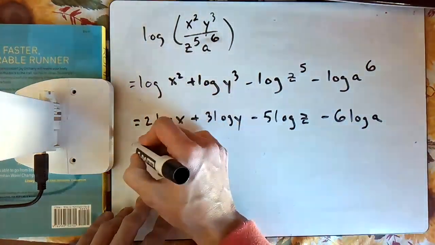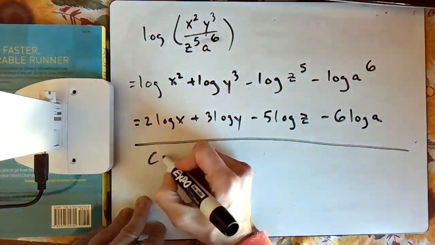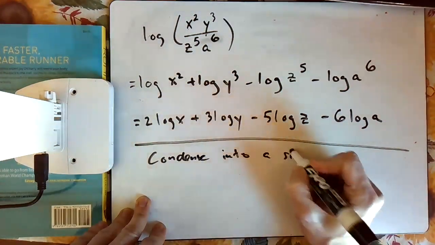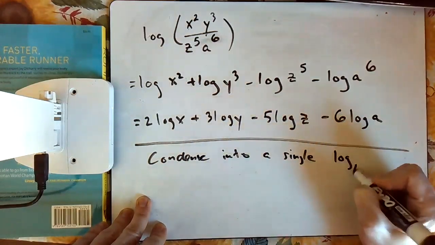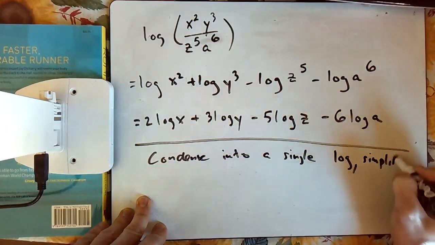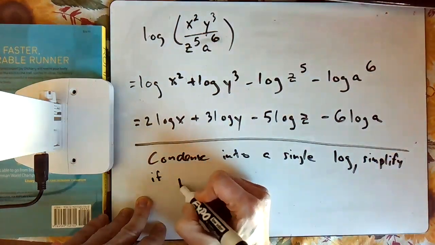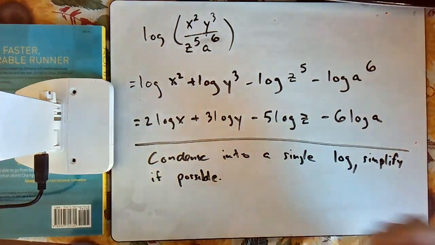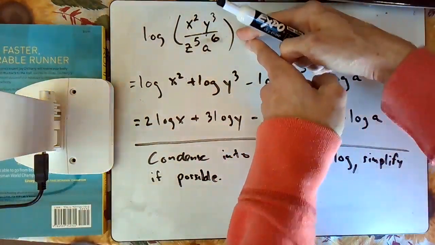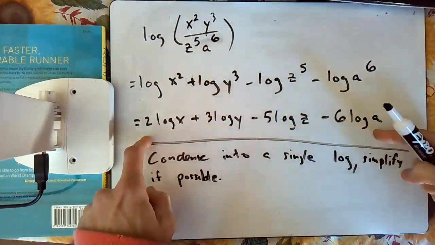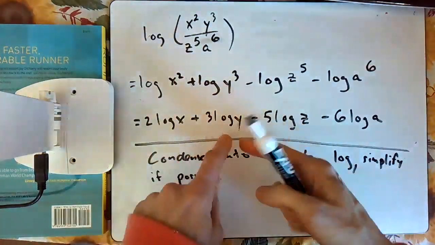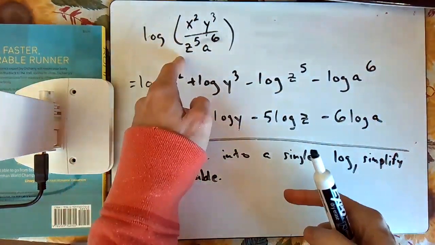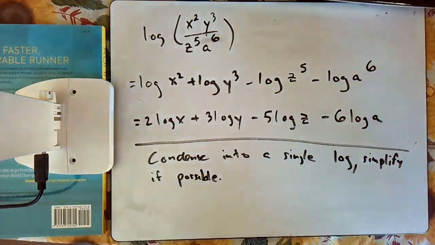We're creating more logs. Now we're going to go in the reverse direction. We want to condense into a single log, and then simplify if possible. So we're going in the exact opposite direction. Instead of going from here to here, we would be given something like this, and we want to get back up to here. Notice how it says condense into a single log. So usually you'll start with a bunch of logs, and your goal is to get to one log of something or a nice number if possible.